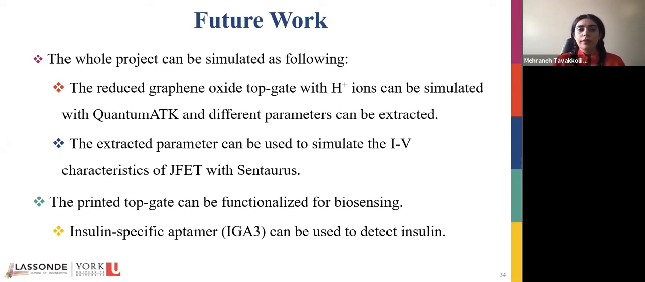And one of our other objectives and our future work is to use the printed graphene oxide top gate and functionalize it with insulin-specific aptamer, so we can use it as an insulin detector.